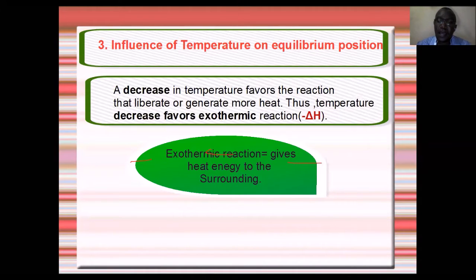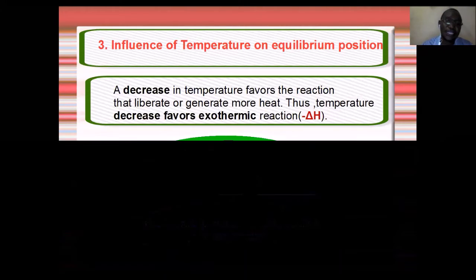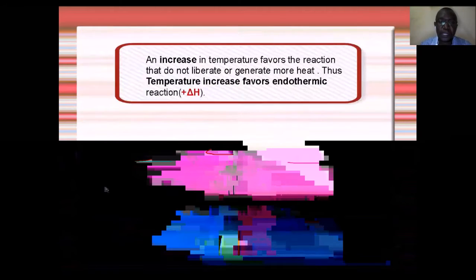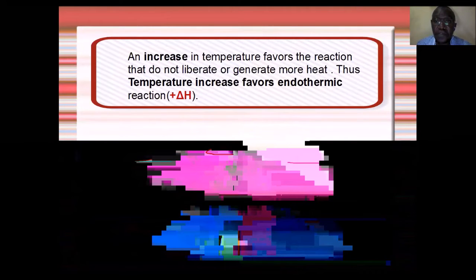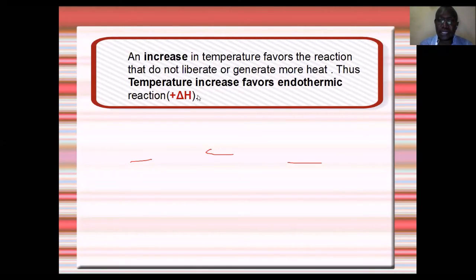Okay. Now, what about an increase in temperature? A temperature increase favors an endothermic process. An endothermic process is a process that absorbs heat energy from the environment. So it needs heat energy. So if you supply heat energy to it, it will "appreciate", and the reaction rate will increase. This is delta H, and this is plus. So an endothermic process has a positive enthalpy change.